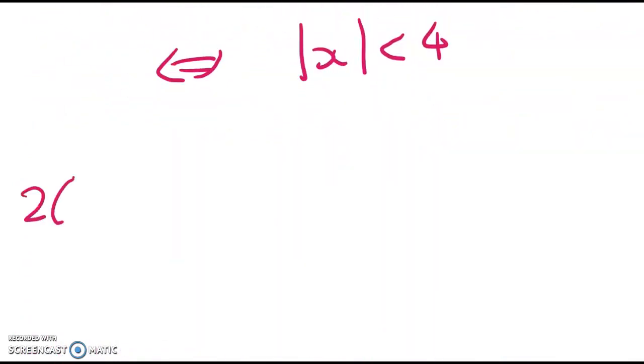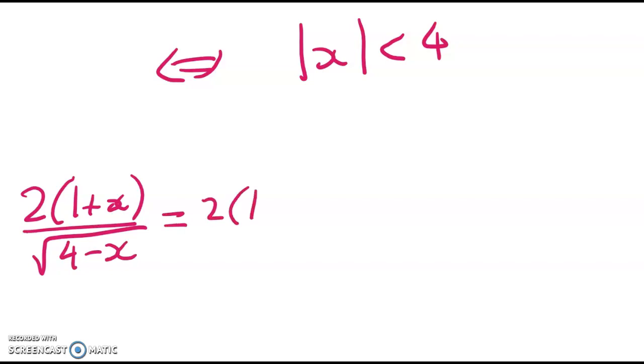So we've got 2 times 1 plus x over the square root of 4 minus x. And that equals 2 times 1 plus x times 1/2 times that.